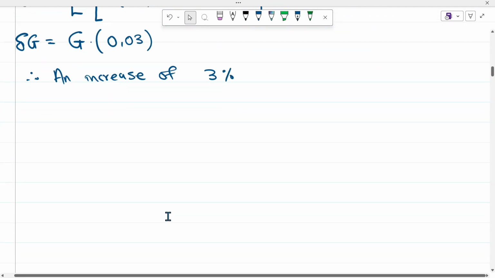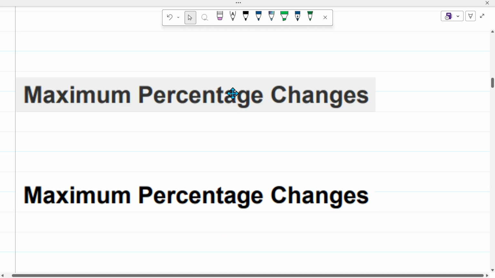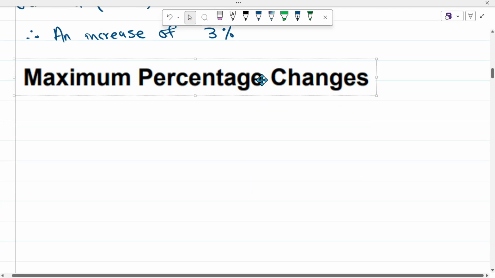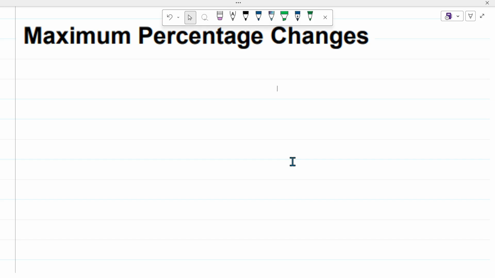Now let's quickly see if we can discuss, okay, now let's discuss maximum percentage change. So this one is also very easy. They will tell you in the question to calculate the maximum percentage change. So they will always tell you to calculate maximum percentage change. So how do we then do it? Well, it's easy. Let's discuss it.